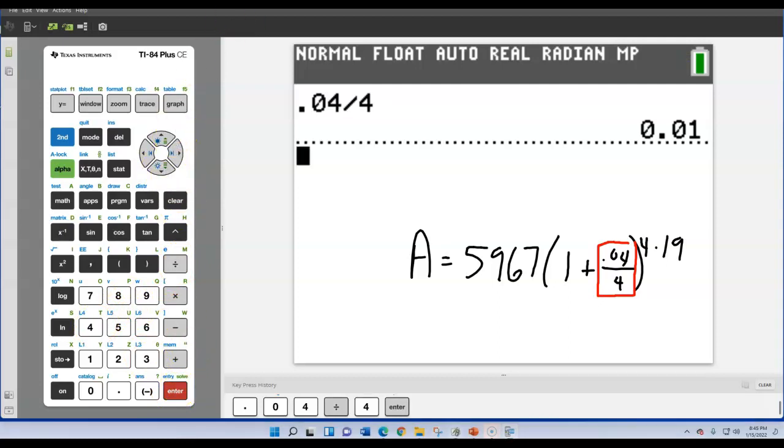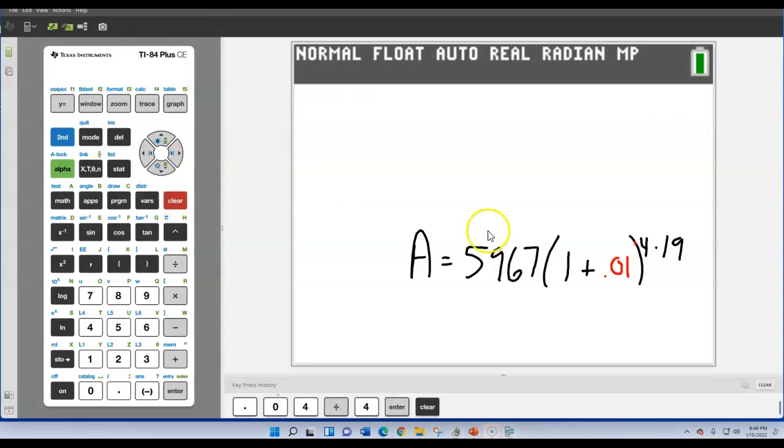So what I'm going to do is replace this now with 0.01. And all I'm doing, you guys, at this point is order of operations, PEMDAS. I'm going to simplify what's inside the parentheses first. But just to walk you through that, that's what we're doing. All right, so the next thing that we're going to do is add 1 plus the 0.01.